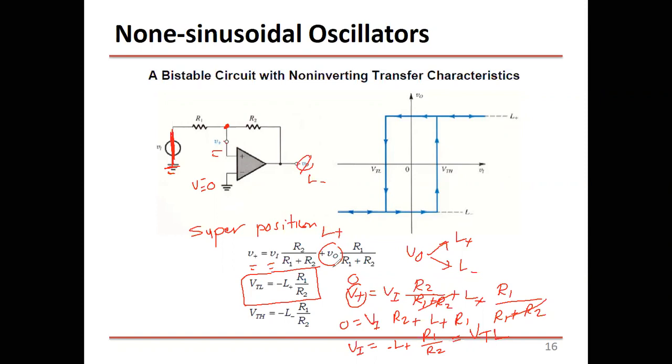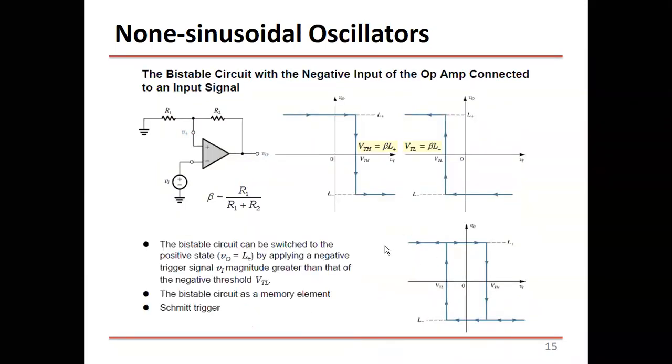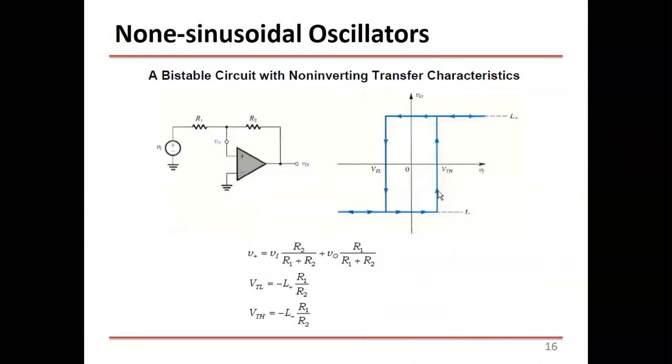And the other way around, if you'd like to find the V trigger high or threshold high, you have to substitute V out with L minus and solve for V input, and call it V trigger high. So basically what happens is that you will have the same hysteresis loop, but flipped the other way. If you go back to the previous one, you can see this one goes this way and comes back this way. This one goes this way and comes back this way. Someone has a question?